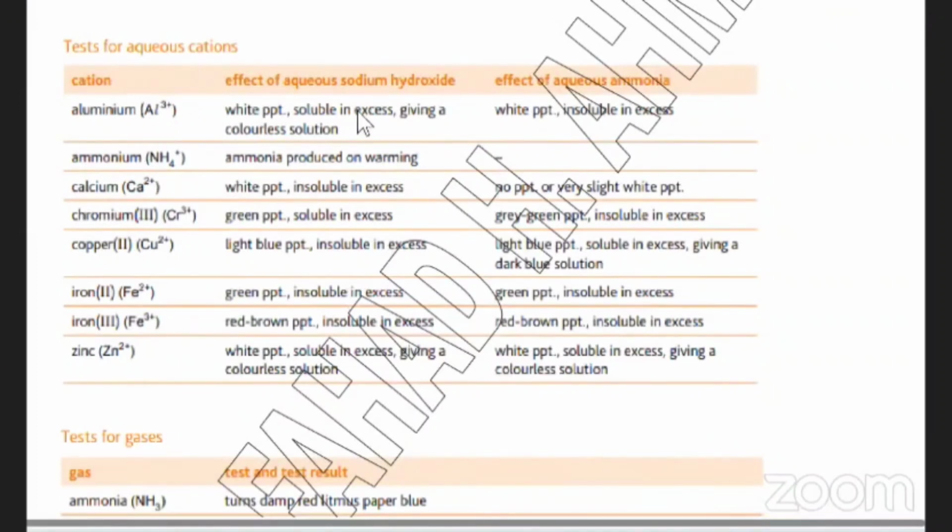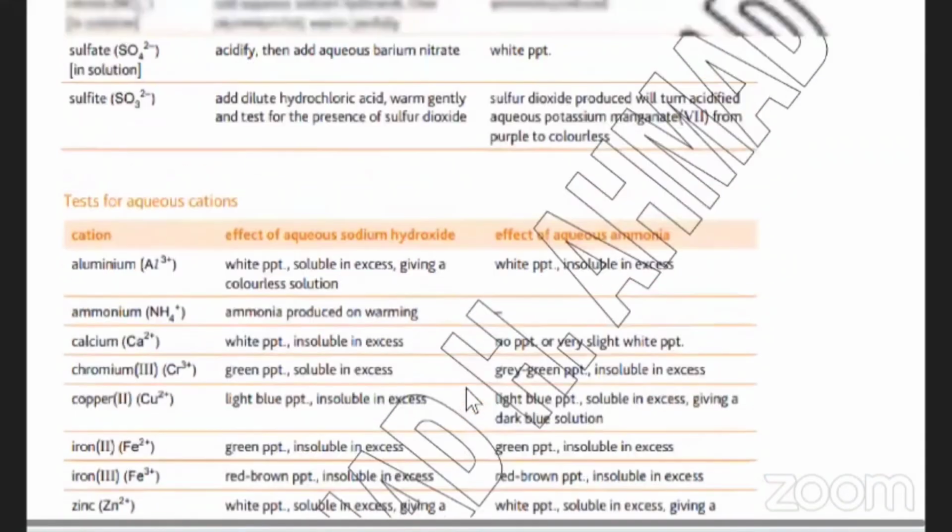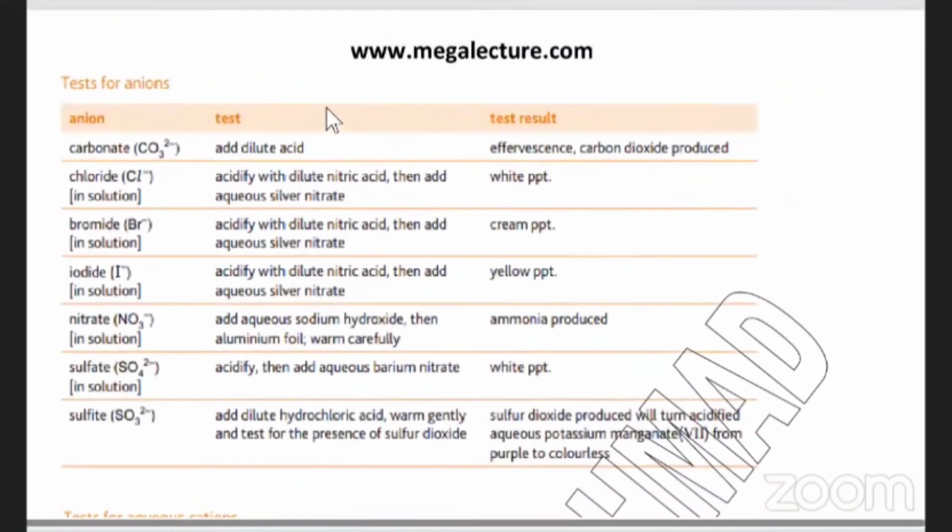Remember the test for ions. NaOH and ammonia are used for testing cations. Okay, all cations can be tested using either NaOH or ammonia. And the rest are tests for gases, and you've got tests of anions. So you've got all these tests. So let's look at this test.